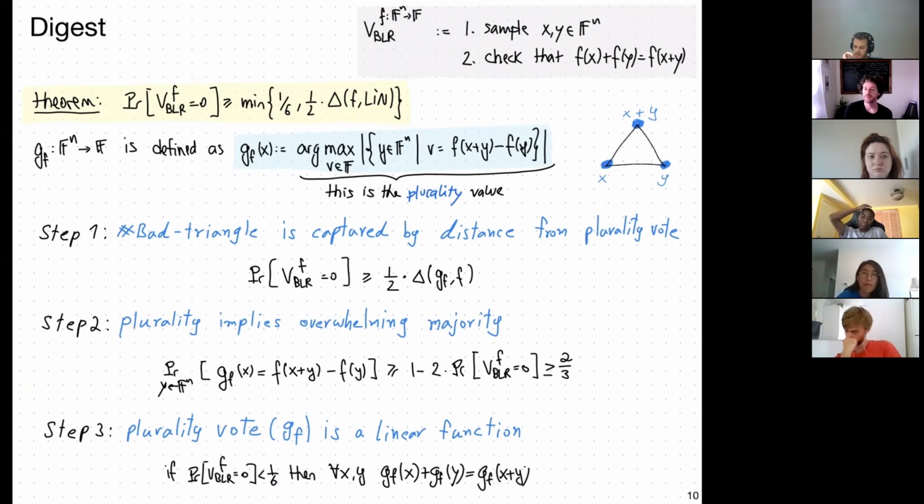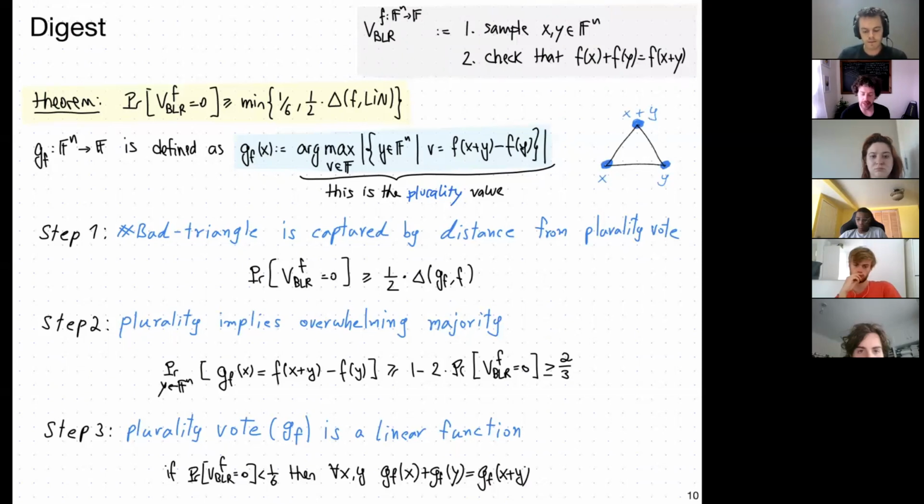Okay, so just to quickly summarize, so I won't go over time. We had a proof. It consisted of these three steps. The first step that we did, we kind of said that the number of bad triangles is captured by a distance from one particular function, the plurality vote. We show that plurality vote implies an overwhelming majority, and in that case, the plurality vote is actually a linear function, and that was the idea of the analysis.